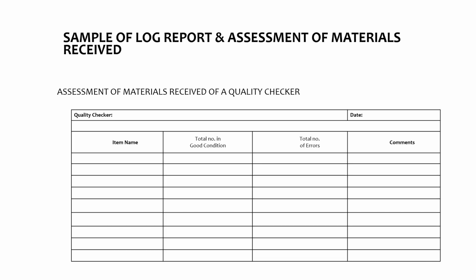Now, here's the example of the assessment of materials received of a quality checker. You need to input your name if you are the quality checker, the date you received the items, item name, total number in good condition, next is the total number of errors or defective, and lastly, your comments.